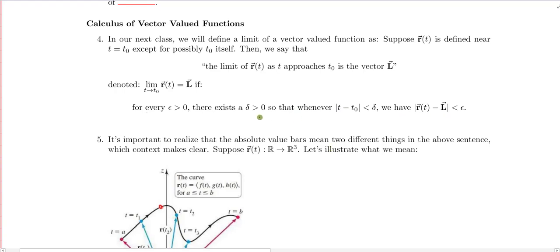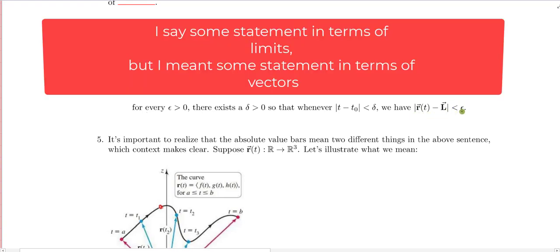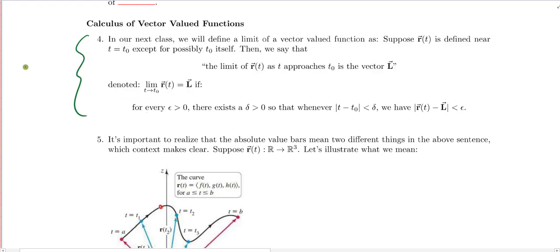So this is the epsilon delta proof that you were given in a Calc 1 class. And all of this first part should look very, very similar. The difference is over here, we've got the difference between r of t and what we're claiming the limit of the vector valued function is. That's some statement given in terms of limits, and we need to make that less than epsilon. So don't worry about this. We will study this in class.